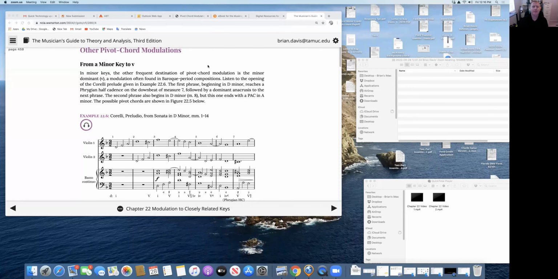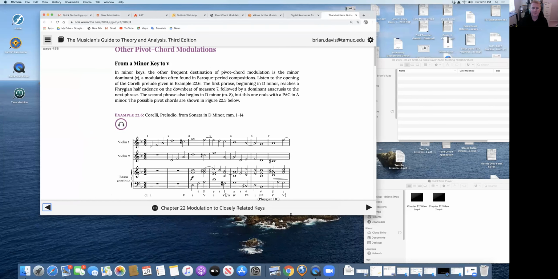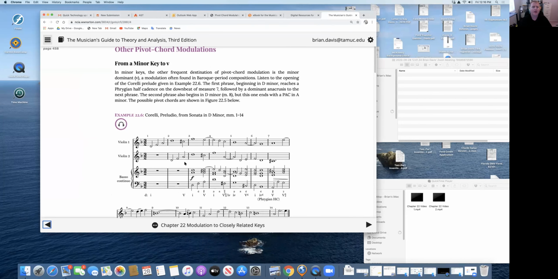I'm going to share a screen. Try to get your book or your ebook towards example 22.6, the Corelli example. So here I'm sharing screen right now, so you can see what I'm looking at. All right, let's make this slightly bigger so it's easier to see. Right now, we're finding more different areas to modulate to.